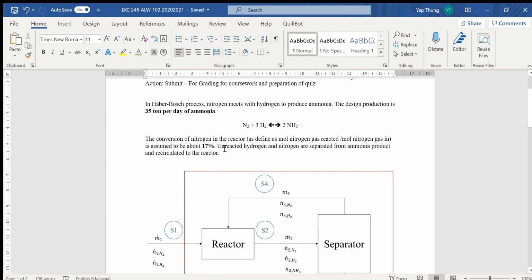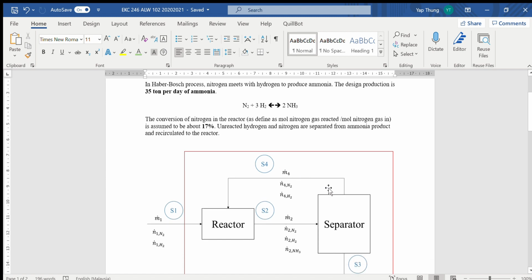And then from this question also, they stated that all the unreacted hydrogen and nitrogen are separated from ammonia product and recirculate back to the reactor. Means that after the reaction, there will be a separator to separate all the ammonia, hydrogen, and nitrogen, where 100% of the unreacted hydrogen and nitrogen will be separated from the ammonia production and recycled back to the reactor.